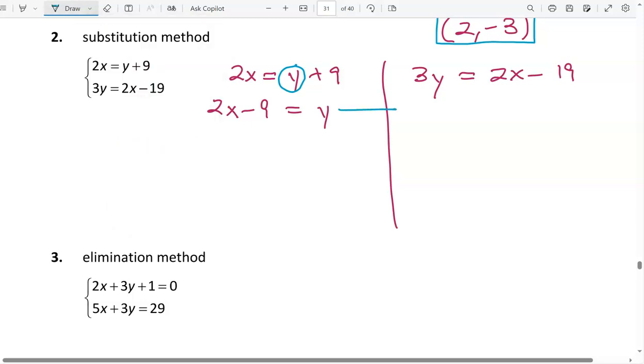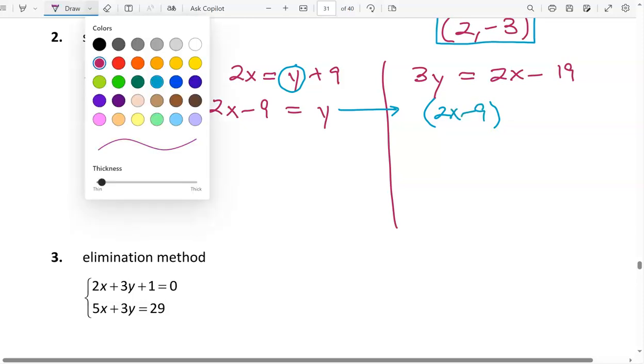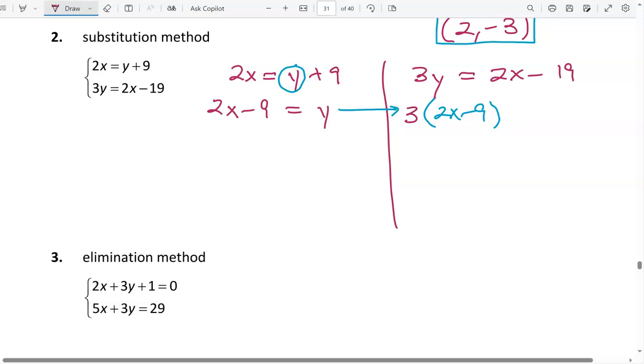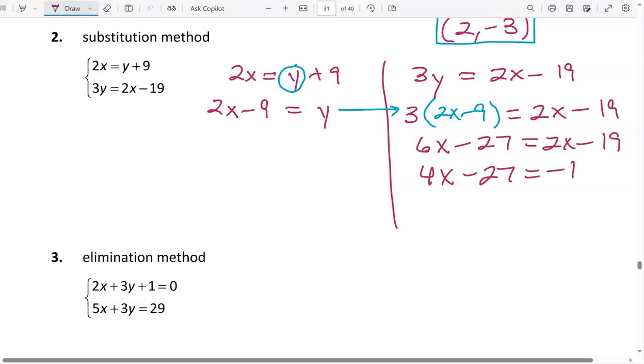Now I'm going to take that information and I'm going to replace the y in the second equation with 2x minus 9. Let me bring down the rest of the equation. 3 times the y value, which is 2x minus 9, is equal to 2x minus 19. Let's distribute the multiplication over the subtraction, and then subtract 2x from both sides, and then add 27, and dividing by 4 we get x is equal to 2.